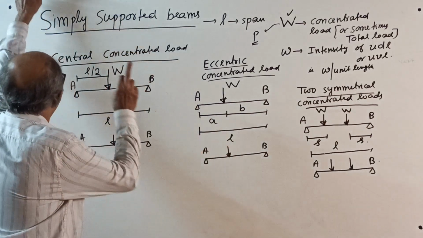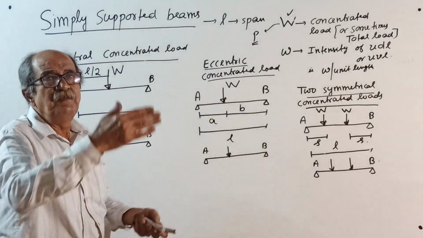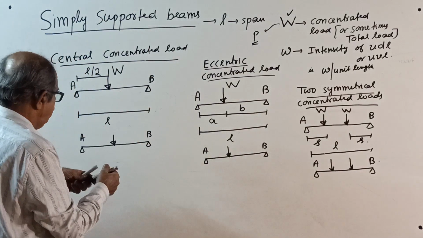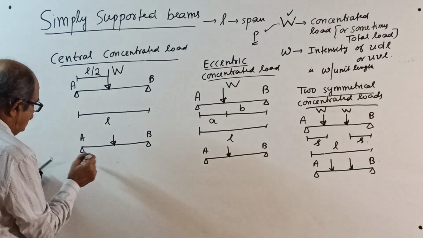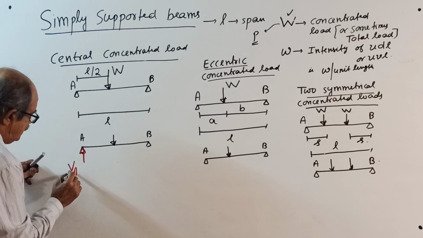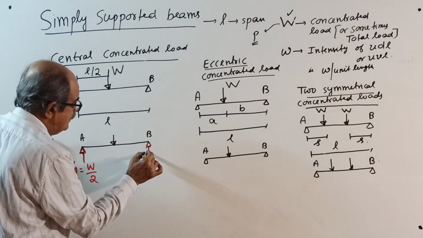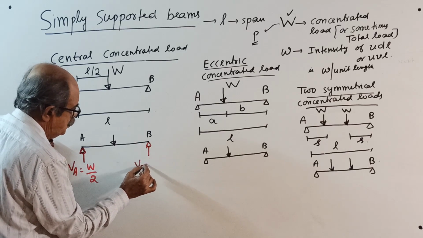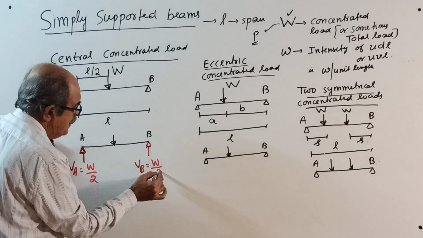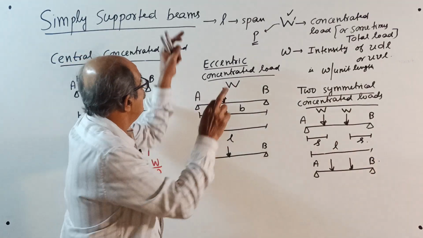Okay, start now. Central concentrated load means load at the midpoint, point load W. See the answer directly. VA equals W by 2, everything explained earlier. VB also equals W by 2. Why, I won't tell. This I did earlier.